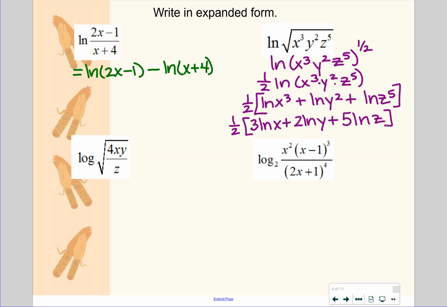Okay? All right, see if you can try the bottom two with your groups. Expand using your rules.